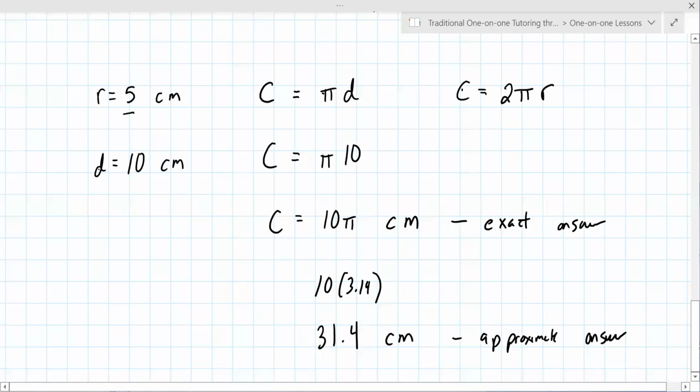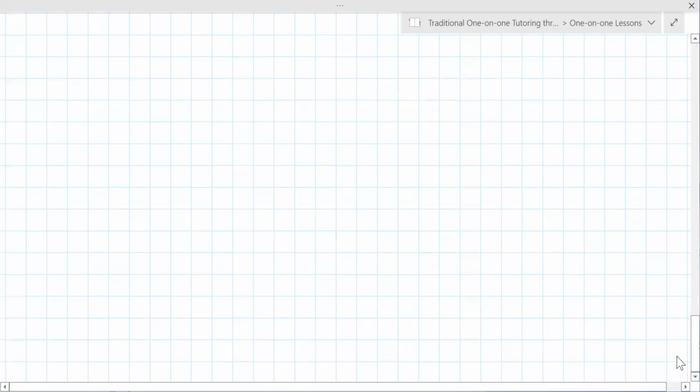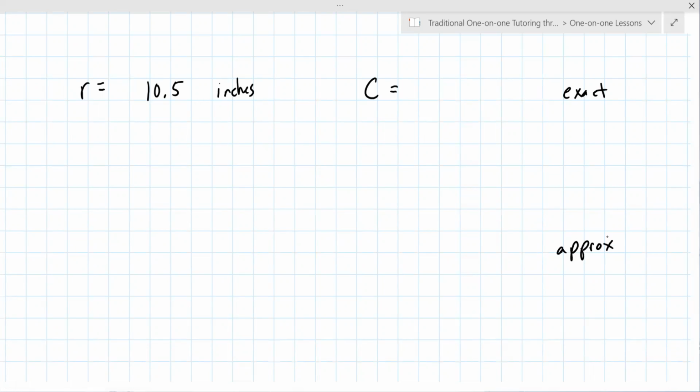Okay, so I'm going to give you one like it. The radius is 10.5 inches. I want you to calculate the circumference, and I want both the exact and then the approximate answer. So try working that out. Let me know if you have any questions.